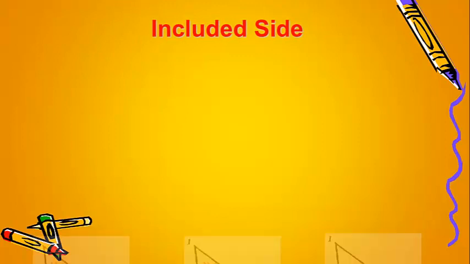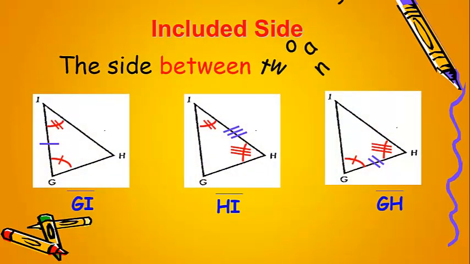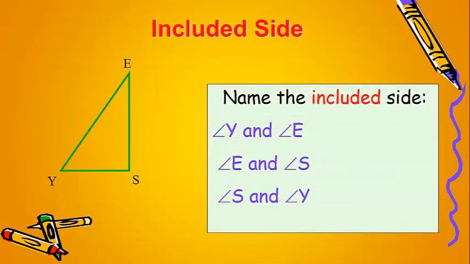Now find out the included side between the two angles. One more. Included side between the two angles in the same triangle.